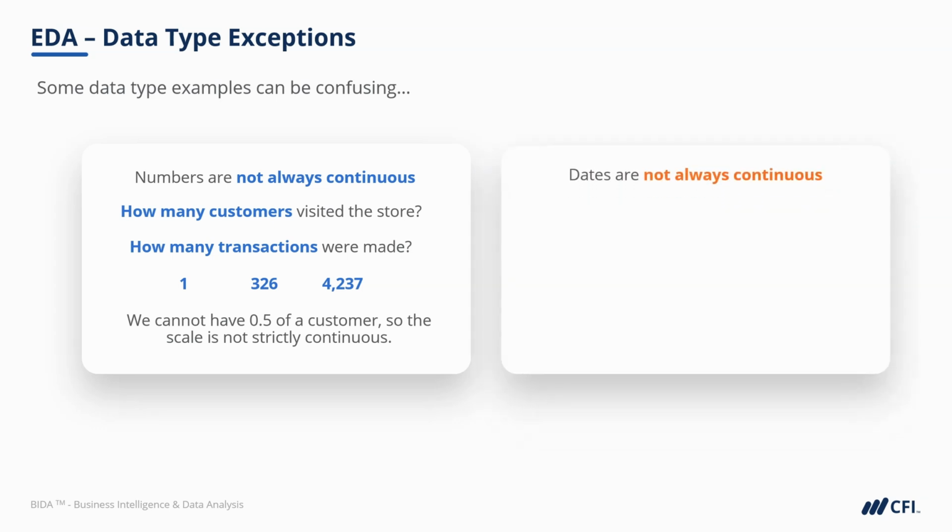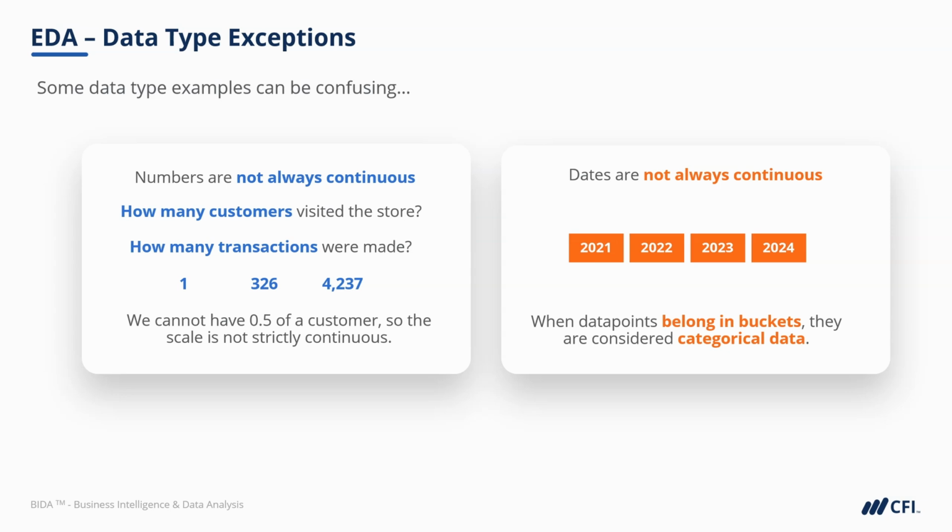The other common example is that dates are not always continuous. Suppose we have 4 different buckets, one for each year. In this case, this is not a timeline. It's 4 groups of data, so when data points belong in buckets, they are considered categorical data. Oftentimes this won't cause you a problem, but knowing these couple of exceptions is always useful.